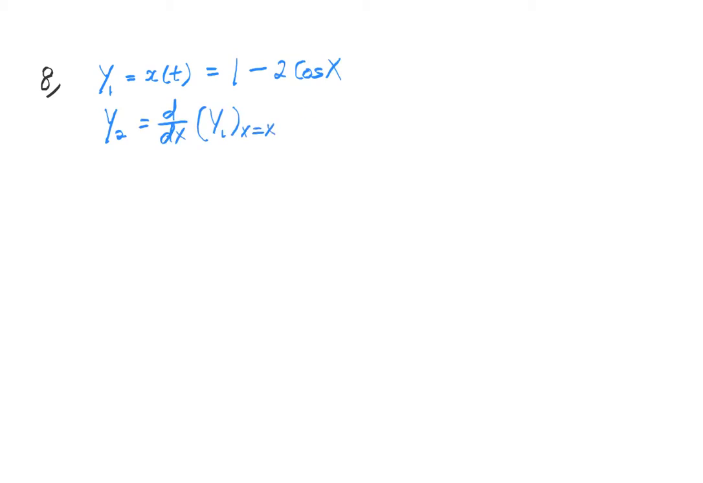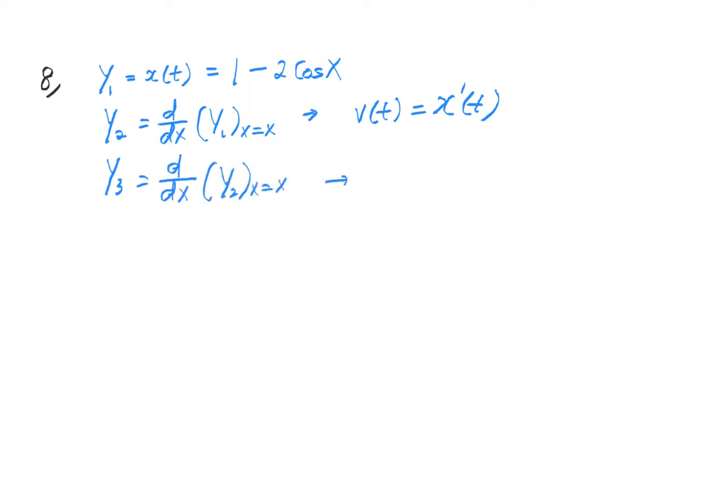Which is v(t), because v(t) is x prime t. And your y3 must key in as this. That is your a(t), which is your v prime t, which is your x double prime t. So this is a revision. Okay, so from there, please make full use of your graphic calculator and get the answer for all.